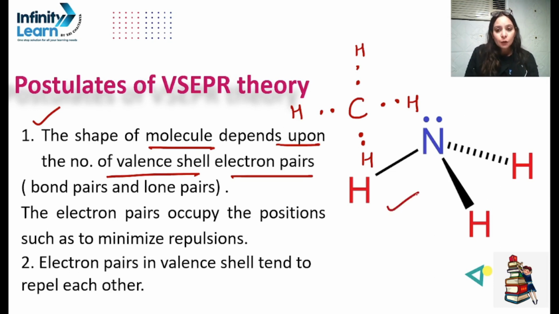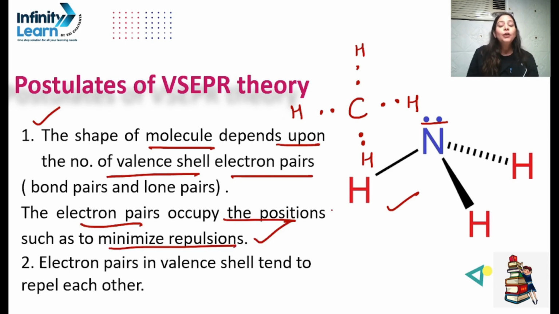Now you can see this one, NH3. See, it has a lone pair also. So the position of the electron pairs and lone pairs is such that it gives a shape to the molecule, and the shape is decided in such a way that the repulsions are minimum and stability is maximized. Okay, so the electron pairs occupy positions so as to minimize repulsion. I hope you got it.